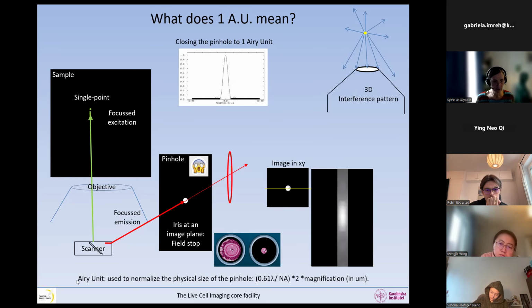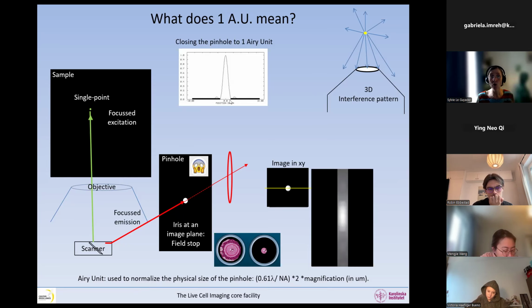We make decisions. So 1 Airy unit is used to normalize the physical size of the pinhole, because the objective has magnified the light. The physical size of the pinhole at 1 Airy unit is this, which is the radius of the main blob, multiplied by 2, because now we want the diameter. We don't want just half of it. So the resolution is this.